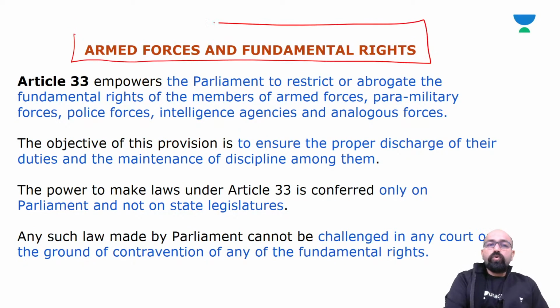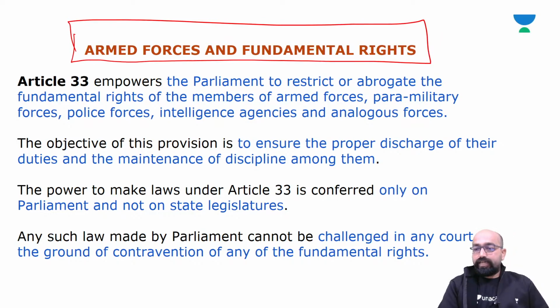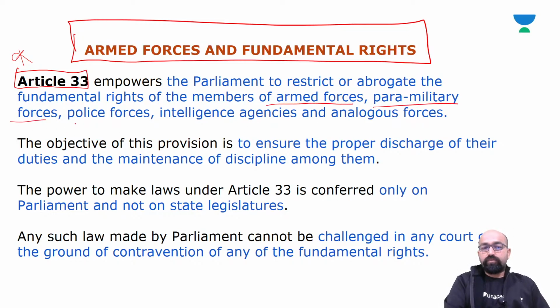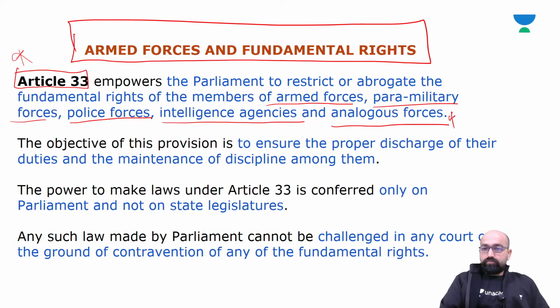After these writs, we will start our next topic, that is armed forces and fundamental rights. Here, Article 33 empowers the Parliament to restrict or abrogate the fundamental rights of the members of armed forces, paramilitary forces, police forces, intelligence agencies, and analogous forces. So we'll see the relation of the armed forces with these fundamental rights.